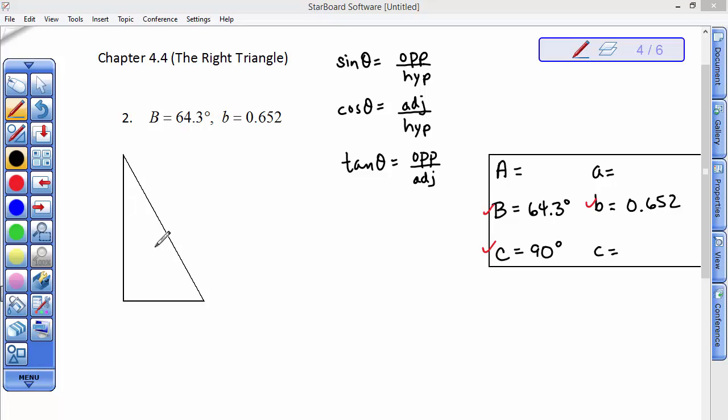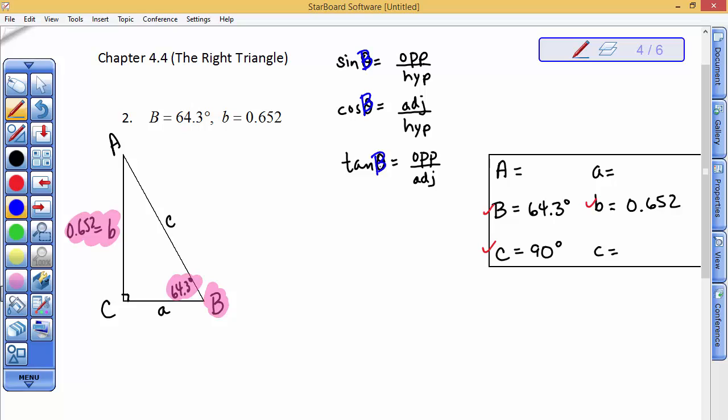I'm also going to label my picture. So angle C, side C. Oh look, 64 degrees. It looks as though I tried to draw this as 64 degrees. So I'm going to call this angle B, 64.3 degrees. And this will be side B, which was given, and it's 0.652. Here's angle A, and here's side A. Again, I was given side B and angle B. So I'm going to focus on writing the sine of angle B, the cosine of angle B, the tangent of angle B. I'm going to focus on angle B.